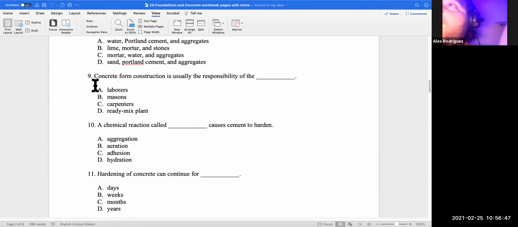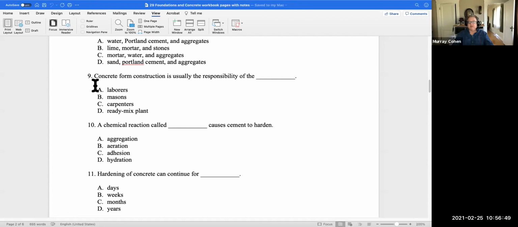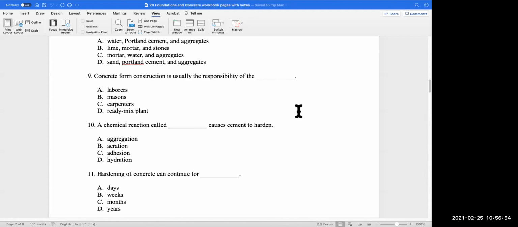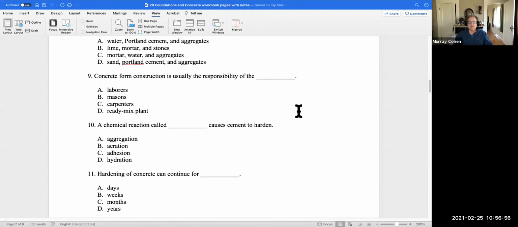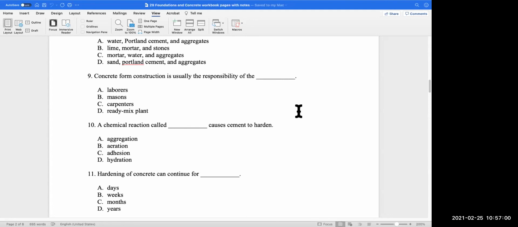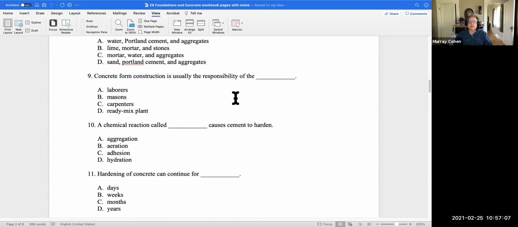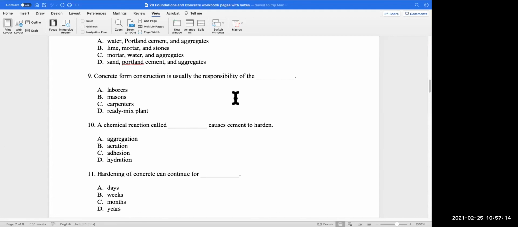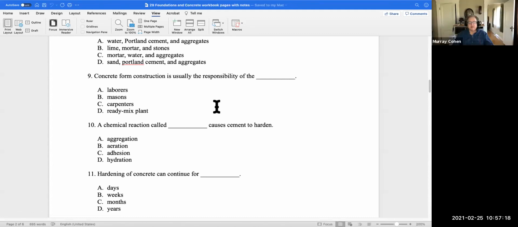Number 9, I do not know the answer to. Concrete form construction is usually the responsibility of: laborers, masons, carpenters, or ready-mix. I know it's not D. It's B. Masons. Yeah. Okay. Or masonry or something like that, right? This is talking about the wood to build the forms, and I personally don't know what union. The masons make it too, the ones that are going to do the concrete. Okay, so I think it's B.